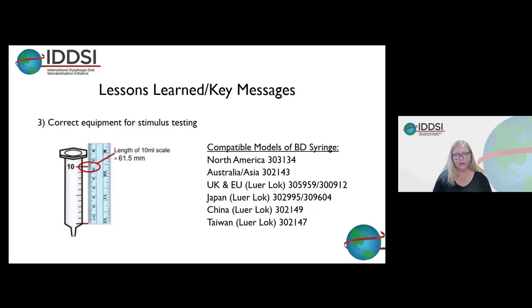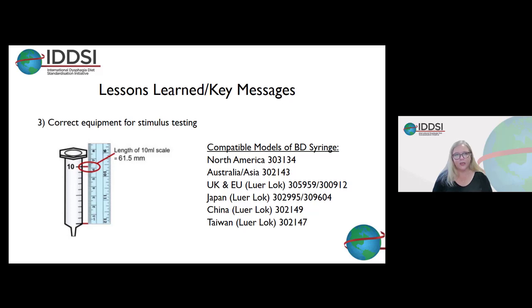We also discovered that the Becton-Dickinson or BD syringes that we had chosen had different model numbers in different countries around the world. So this has introduced challenges when we've been trying to guide people in how to access the preferred models of syringe. We also discovered that 10 milliliter syringes are not always 10 milliliter syringes. And so in Japan, for example, there's a very popular brand of syringe manufactured by Terumo, which is called a 10 milliliter syringe, but actually is a 12 milliliter syringe.